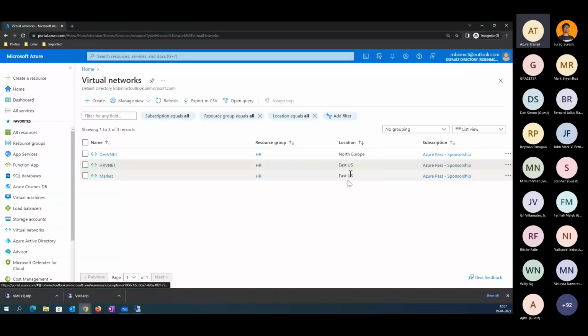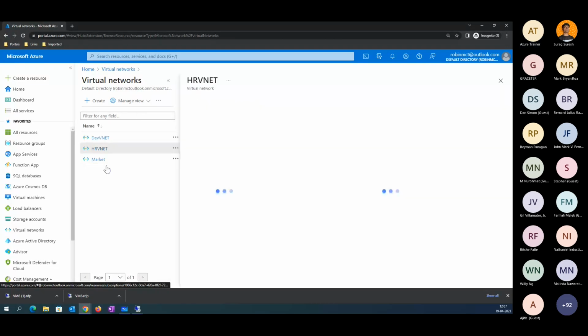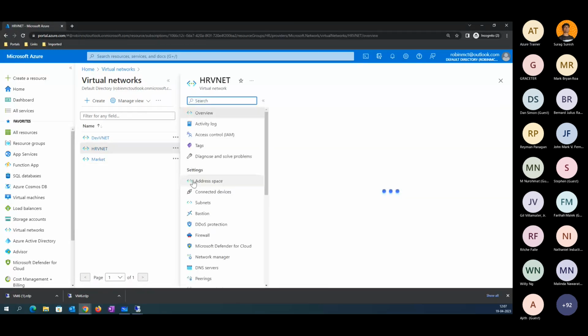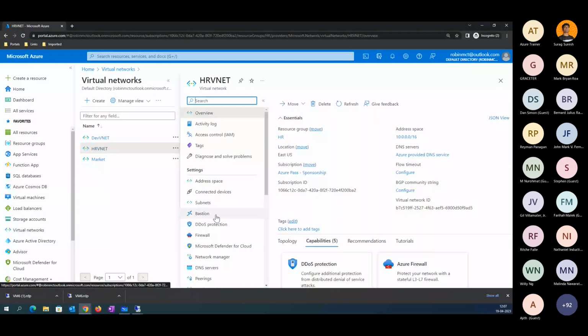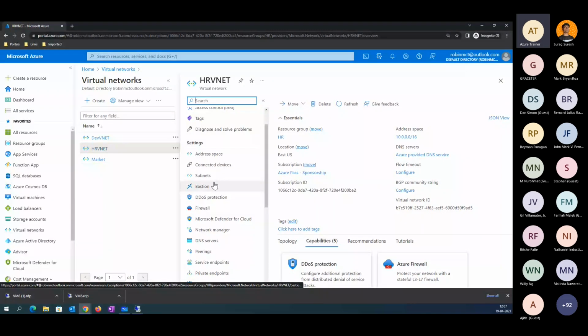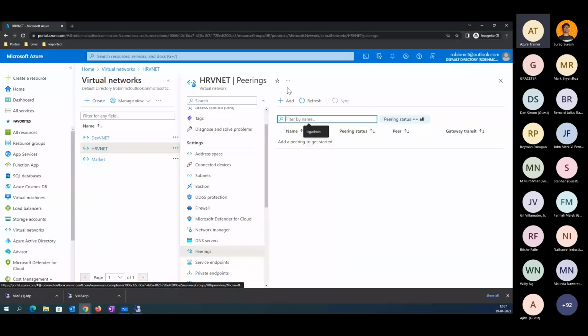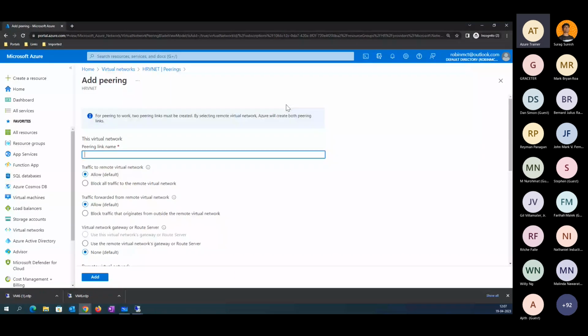Right now I'm just going to the properties of the respective network. You can go to the properties of the particular network and connect to a manager here. You may be able to see an option called peering. You have the option for HR VNet peering available. I'm saying this needs to be mapped with the next VNet peering here.